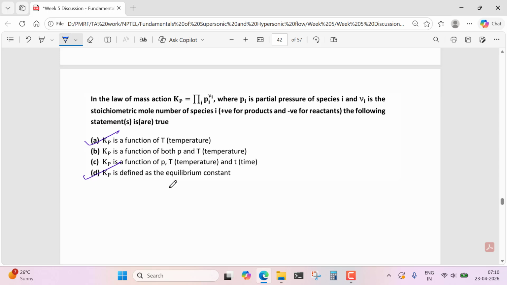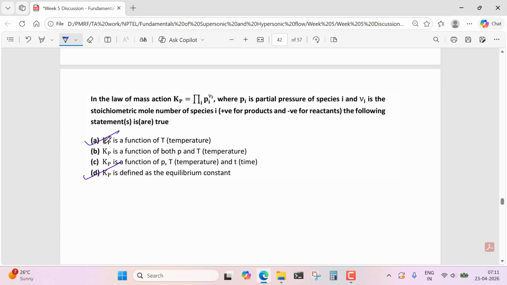Option A: Kp is a function of temperature. Option B: Kp is a function of both pressure and temperature. Option C: Kp is a function of pressure, temperature and time. Option D: Kp is defined as the equilibrium constant. Option D you can directly say is true, because Kp is truly defined as the equilibrium constant. We derived it some time ago.